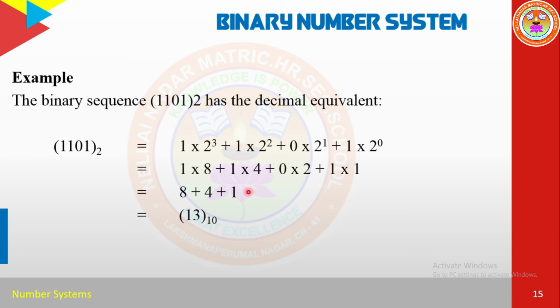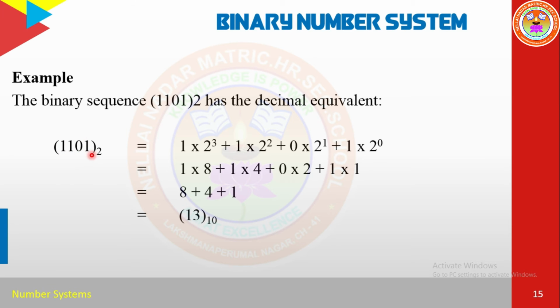Then again you have to simplify. 1 into 1 is 1. 0 into 2 is 0. Then next 1 into 4 is 4 and 1 into 8 is 8. So don't mention 0 here; that's why I'm not writing the 0. You just write 8, 4 plus 1. So finally you just add all the values. 8 plus 4, 12. 12 plus 1, 13. So 13 is the final answer.